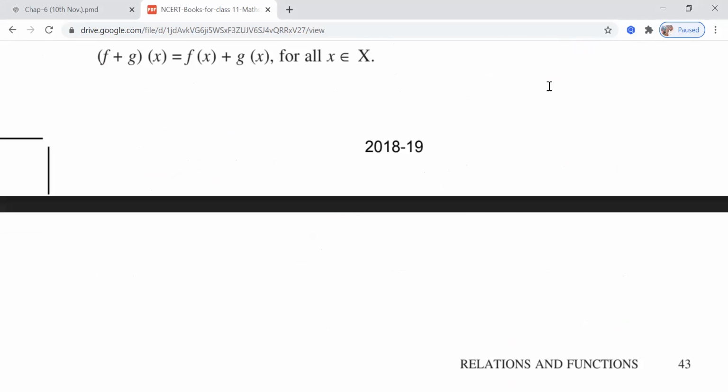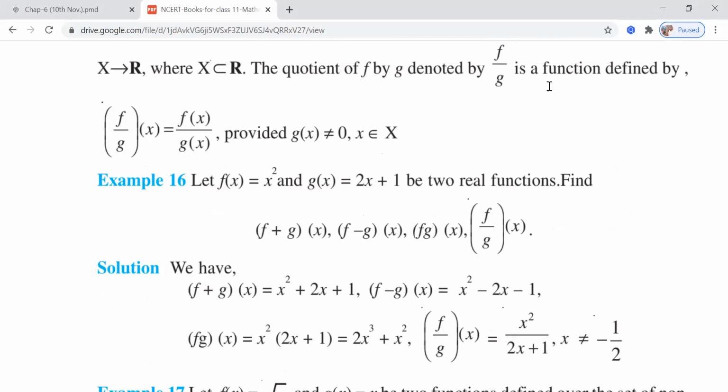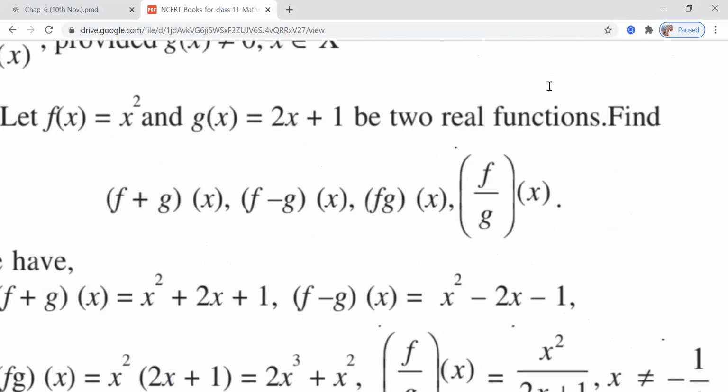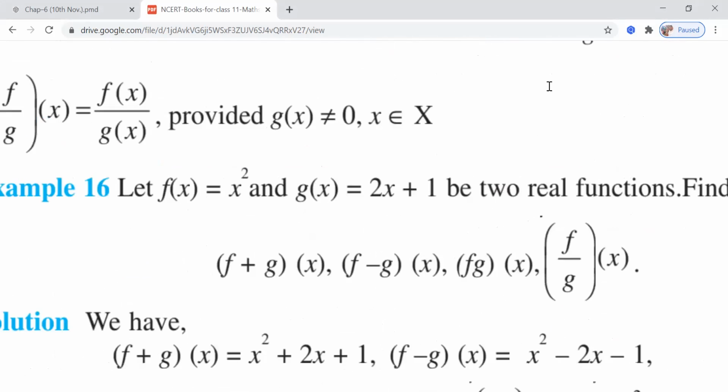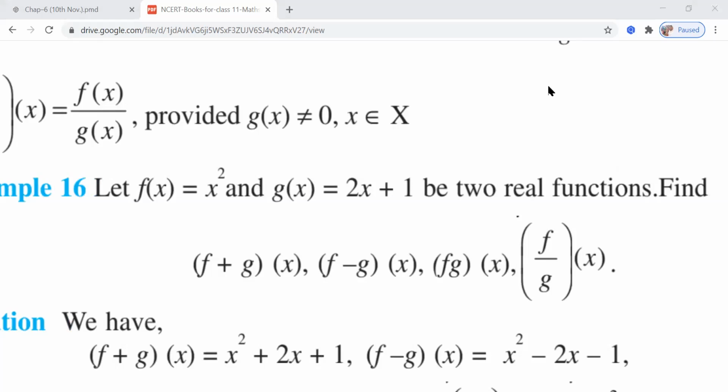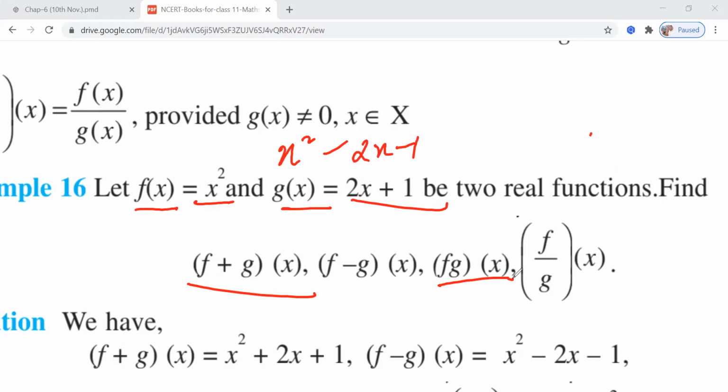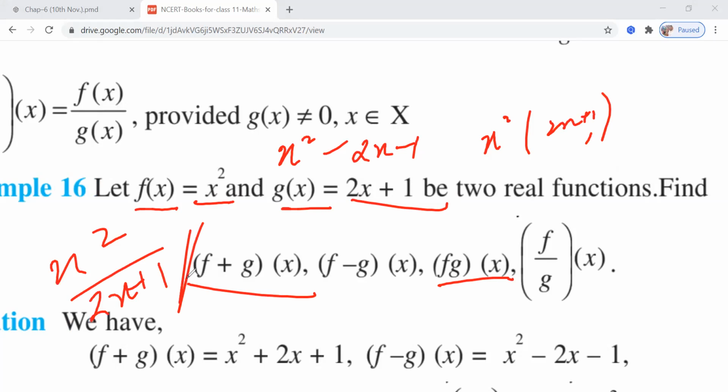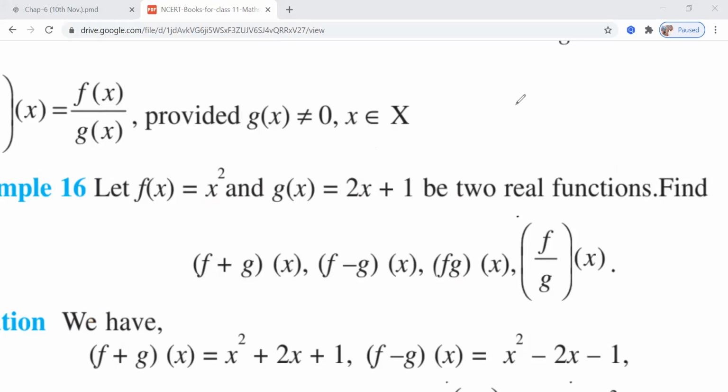Greatest integer function is nowhere to be asked anytime. So guys, the next question. In the question, if they are giving you f plus g of x, f of x is given, g of x is given. F plus g in the sense what? X square plus 2x plus 1. F minus g is x square minus 2x minus 1. Just subtract. Fg means x square into 2x plus 1. F by g is x square by 2x plus 1. Simple multiplication, addition, subtraction, division. That's all. No need for you to get complicated.